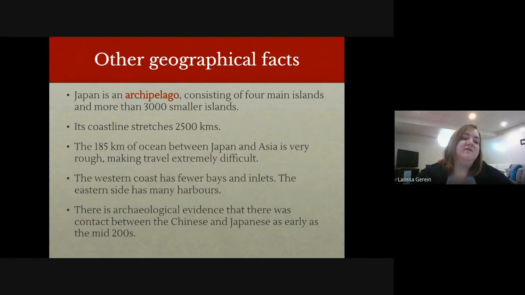The 185 kilometers of ocean between Japan and Asia is very rough, so that makes travel extremely difficult. And so it would have led them to possibly be isolated for a longer period of time because it's harder to get to other places. And then the western coast has fewer bays and inlets. The eastern side has many harbors, and there's archaeological evidence that there was contact between the Chinese and Japanese as early as the mid 200s.